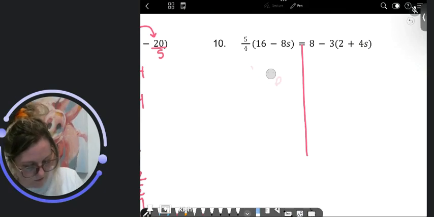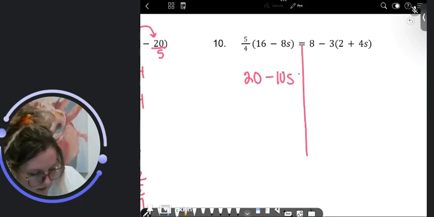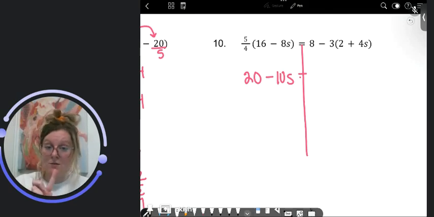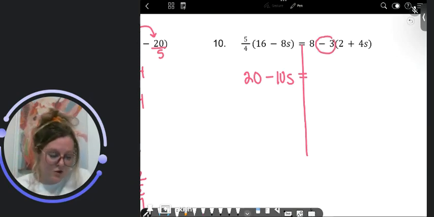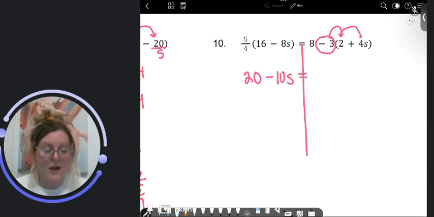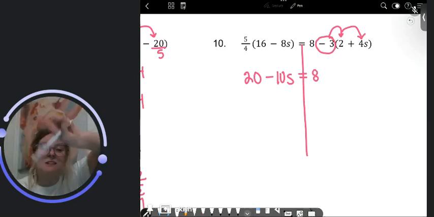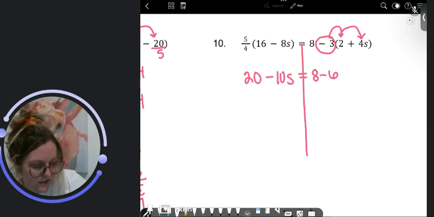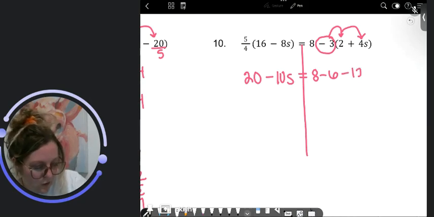I'm going to go ahead and erase this. And then again, you put that in your calculator, so you get minus 10s, and that is equal to, on the right side, we need to be careful. What number is directly in front of your parenthesis? It is a -3. That is what you are distributing to the 2 and to the 4s. The 8 is not involved. He is just coming down. He's just happy to be there. -3 times 2 is a -6. -3 times 4s is a -12s.